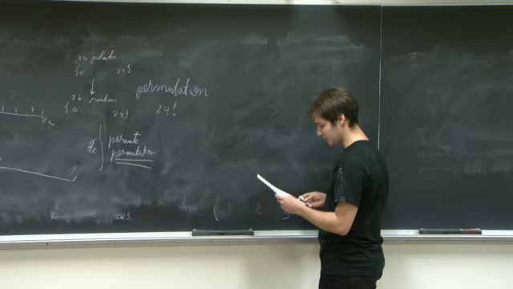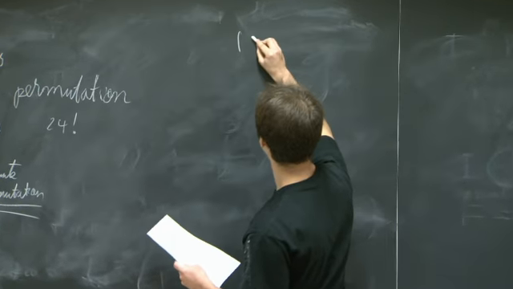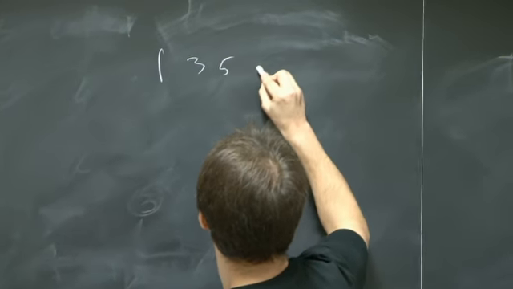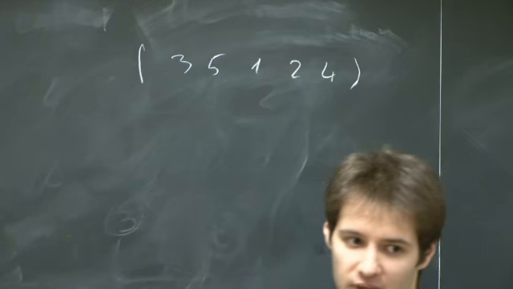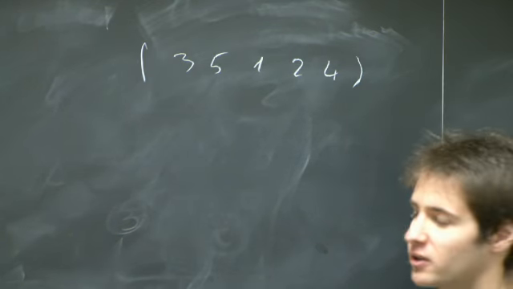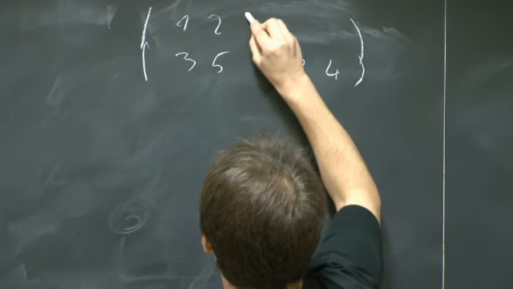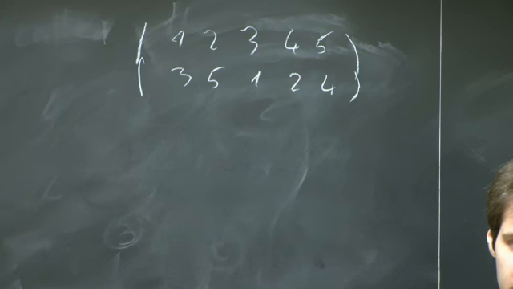Okay, so let's take a permutation of 5 elements. Not going to go to 24 on the board here. 3, 5, 1, 2, 4. This is what permutations look like in math mode. If you want to be more explicit, you can add a row of numbers above. And this is a bit more explicit about what a permutation does.